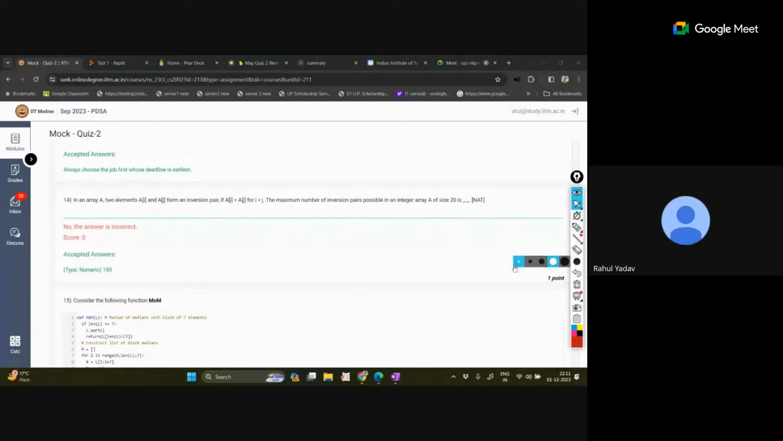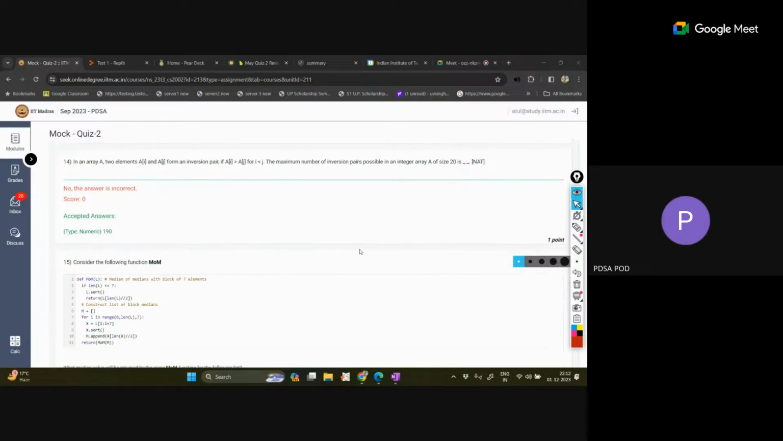Yes, sir. Okay. N into n minus 1 by 2. And for the minimum, if we ask what is the minimum number of inversion pairs, then it is 0. It should be in increasing order, like 1, 2, 3. Correct. So in the case of increasing order, you will get 0, or in totally reverse order, you will get n into n minus 1 divided by 2. Otherwise, you have to count. So in this case, directly apply the formula.